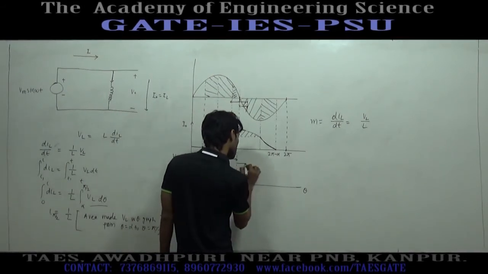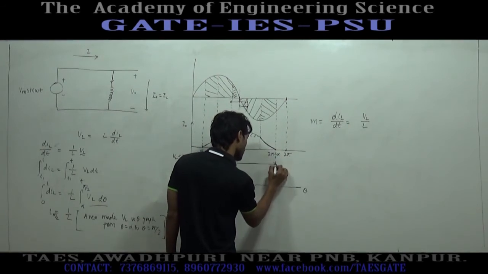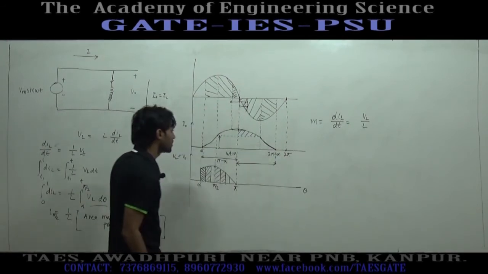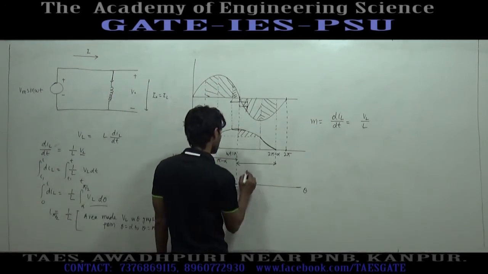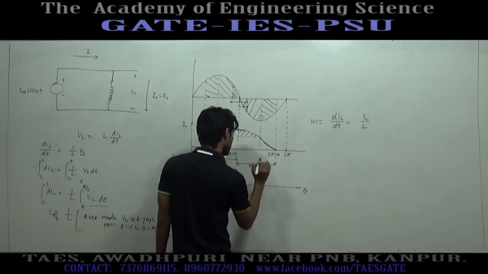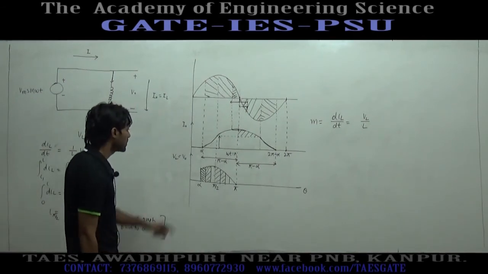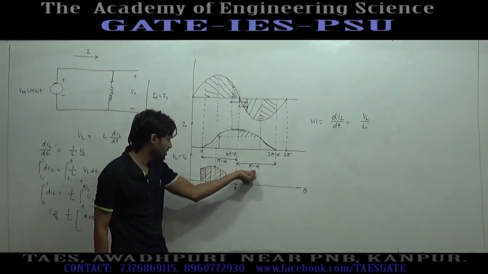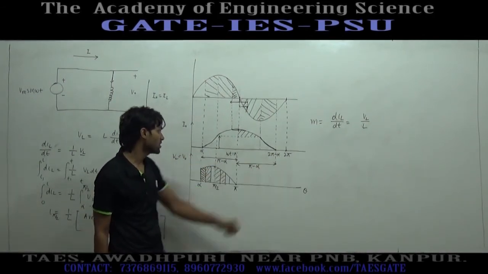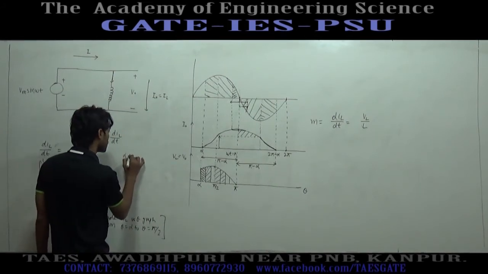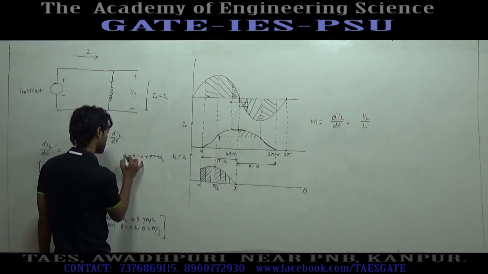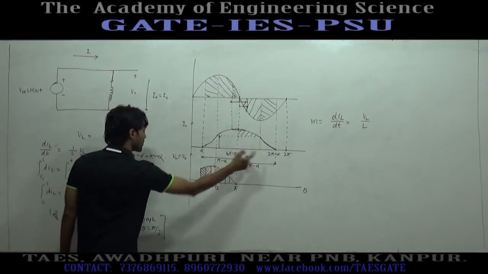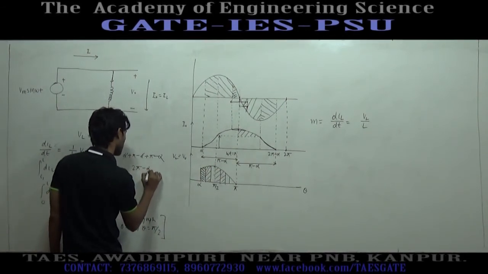So, the same duration of angle will be taken to reduce the current from maximum value to 0. So, this interval is also pi minus alpha. If this is alpha, this is pi minus alpha, and this is pi minus alpha, hence this point will be alpha plus pi minus alpha plus pi minus alpha. So, this point will be 2 pi minus alpha.